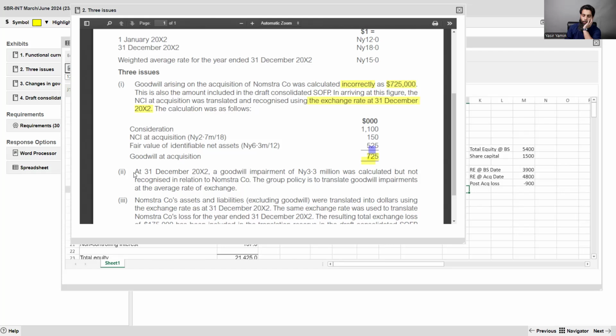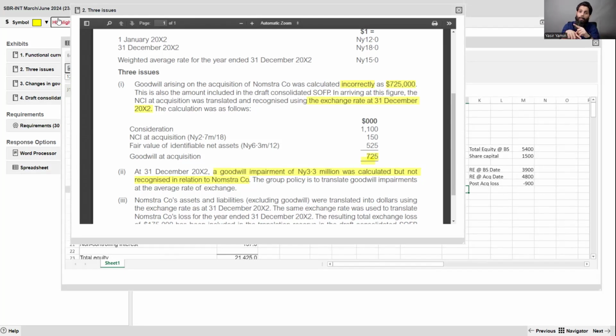I'll read note number 2 as well, and then we will start with our first working. At 31st December 20x2, which is the year end, a goodwill impairment of 3.3 million was calculated, but not recognized in relation to Nomstra company. Very good. What have they done? They calculated impairment, but did not account for impairment.